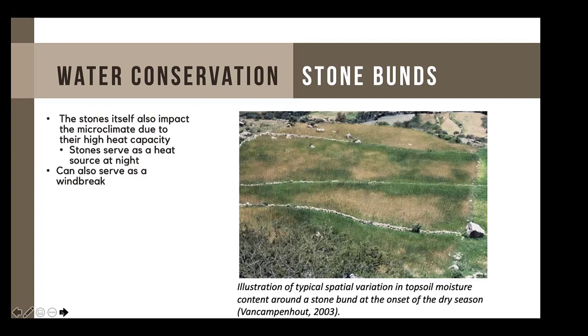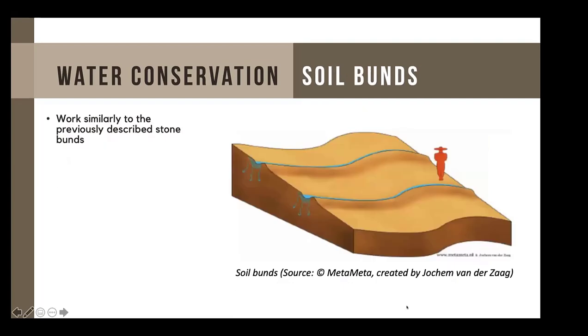So, and also a smaller consideration, because these aren't normally very high, but because they are vertical structures on the site, they also lower the wind speed when they're placed perpendicular to the prevailing wind direction. So they can really be multifunctional depending on how you're thinking about them and incorporating them into the design of the farm. And the next practices we'll look at are soil bunds.